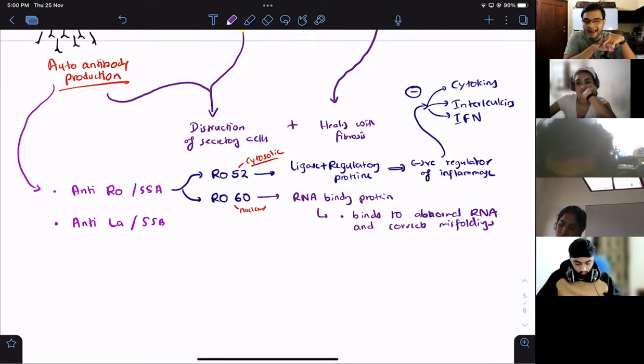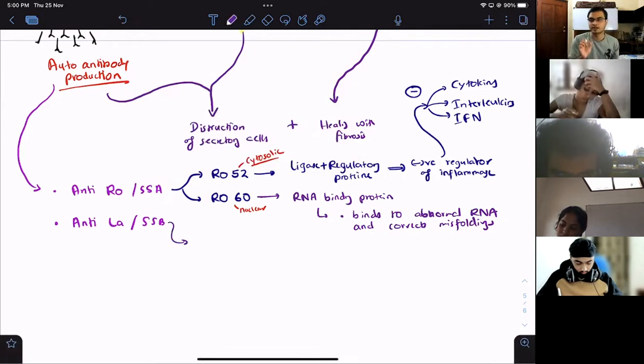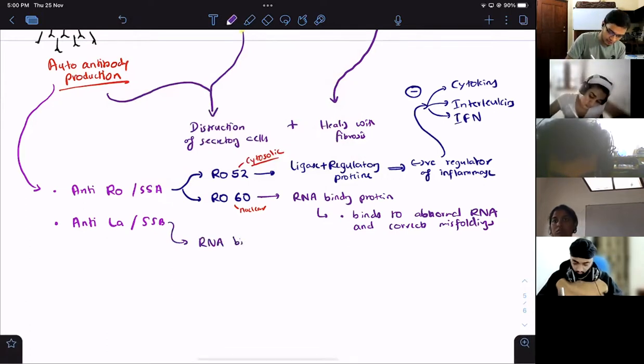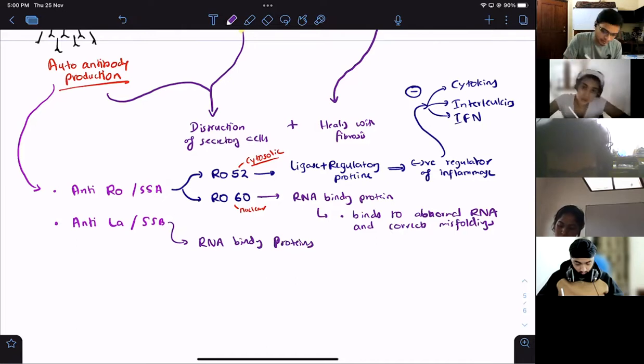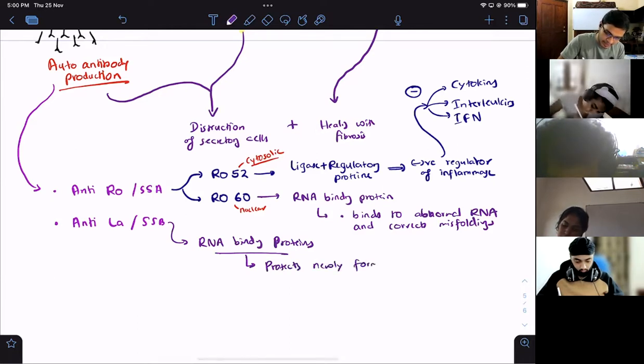Then anti-La. What is this anti-La? Again, it is another nuclear one, guys. Here we are talking only about one thing. This is also an RNA binding protein. This has a different function, though. It binds to RNAs, but it has a different function. Once La comes and binds, guys, what it does is it has a protective function. It protects newly formed RNAs.